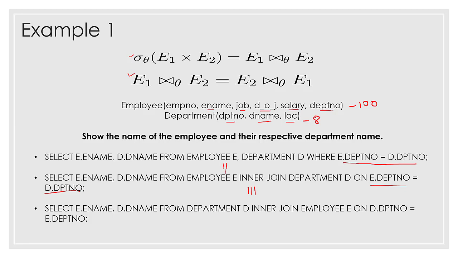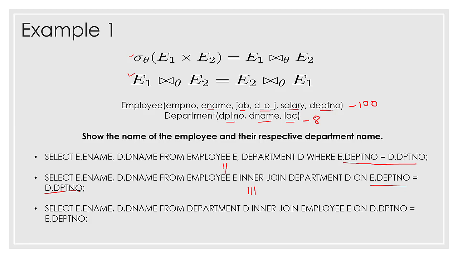Here we are performing the theta join between employee and department. So it will join those rows where the theta condition is matched. Other rows will not be considered. So this will take less time to produce the result.